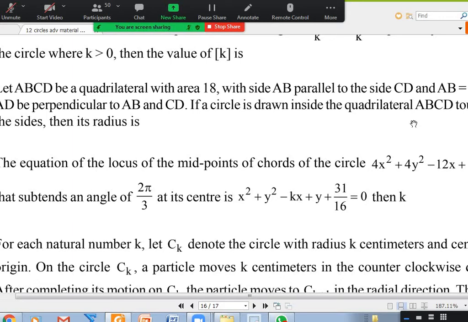21: it's a quadrilateral, but if you read carefully, it is a trapezium. The two parallel sides are AB and CD, and AD is perpendicular to both AB and CD. So it is like this. AB is double of CD. If a circle is drawn inside the quadrilateral touching all the sides, what is the radius? The area is 18.